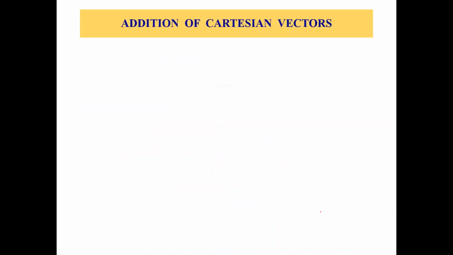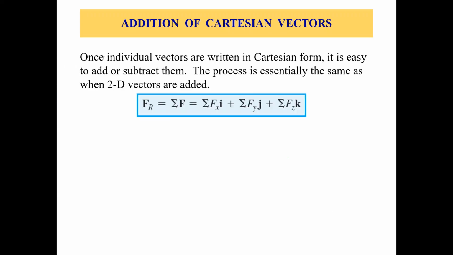Okay, let's move forward. Now, we are good about Cartesian vectors, right? Now we know about this i, j, and k system and the Cartesian vectors, right? So now let's focus on the addition of Cartesian vectors. How do we add Cartesian vectors? How in the Cartesian vector space?